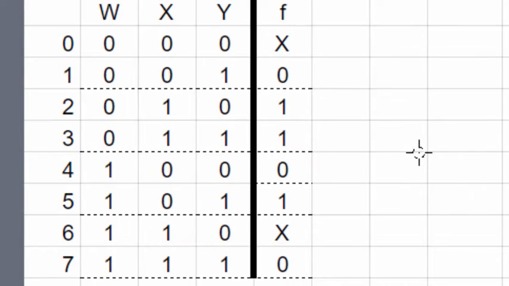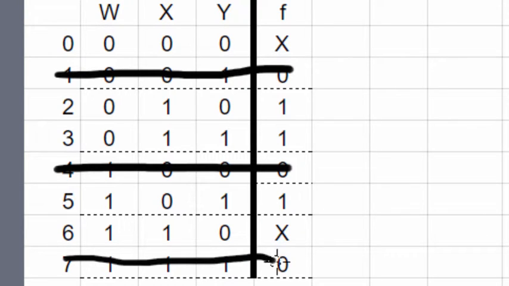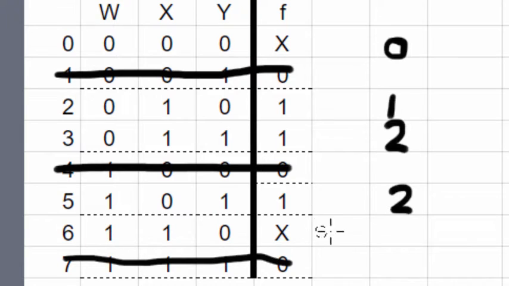In the QMC method, what we do is we cross out these rows we're not going to use, the rows here with zeros on them. And then we count the number of ones in the inputs. So if we look at all three of these zeros, there's 0 ones. Here there's 1 one. Here there's 2 ones. Here there's 2 ones. And here there's 2 ones.